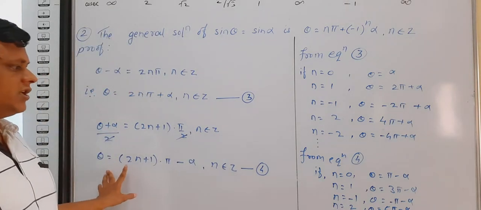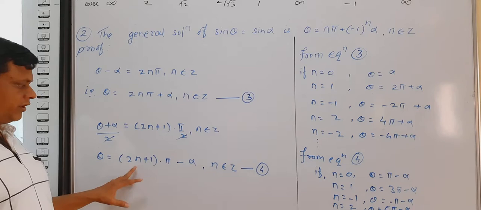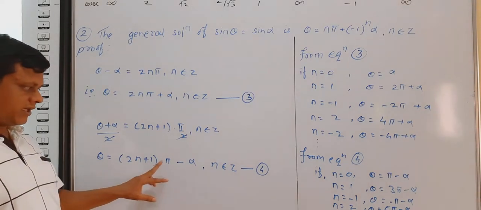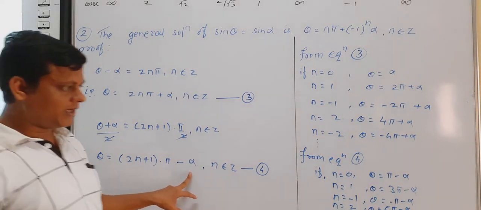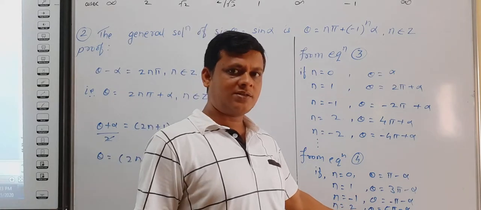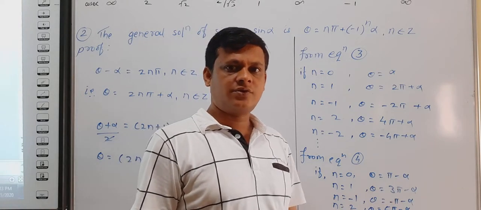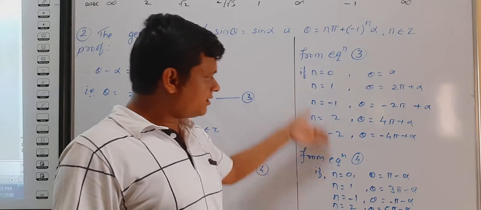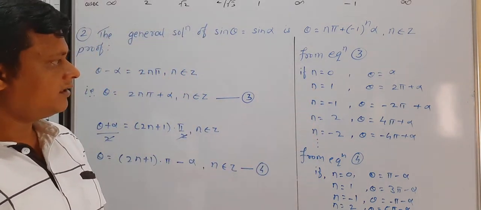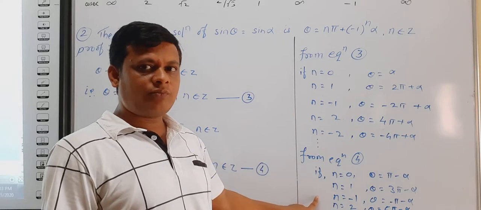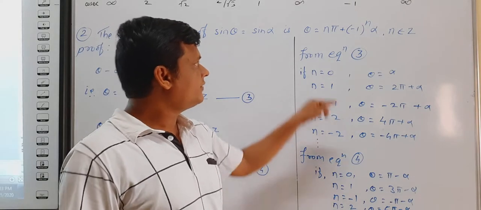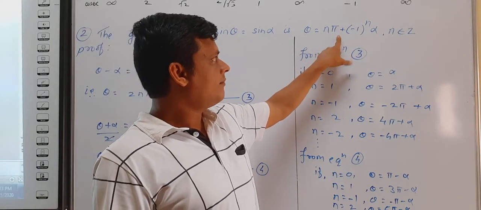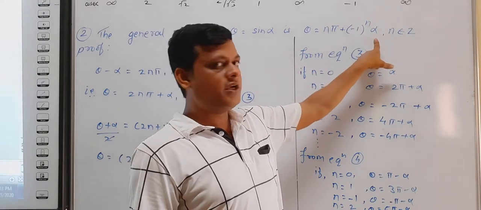And when n equals 2, 2 into 2, 4, 4 plus 1, 5, that is 5 pi minus alpha. So we write here 5 pi minus alpha. You can substitute values yourself. Now, from these two, we observe that we get a general formula for this, that is of the form theta equals n pi plus minus 1 raised to the power n into alpha.